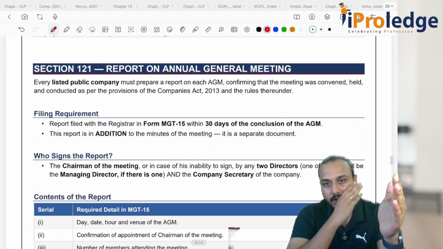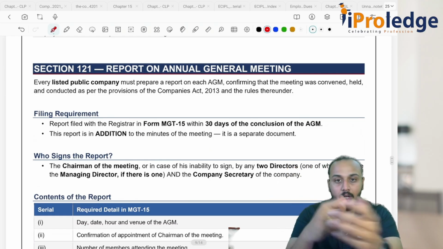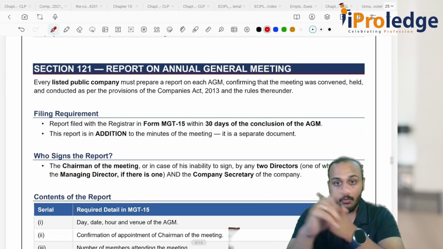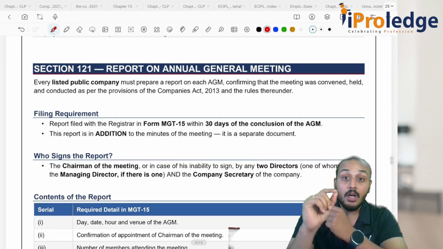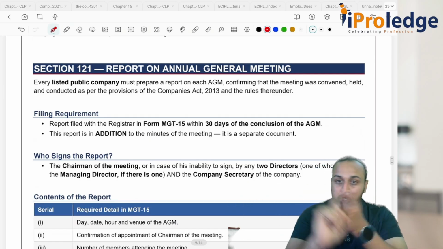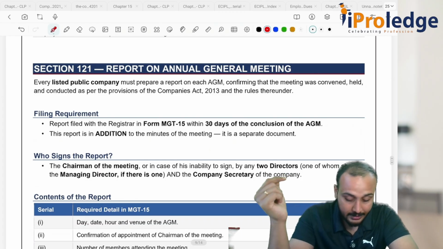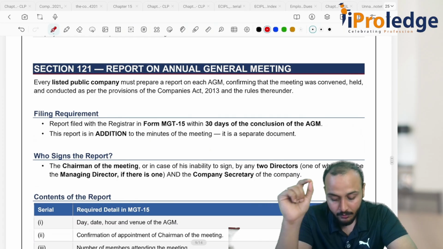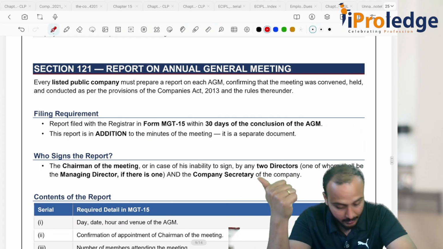See, now let's quickly remember the form numbers. Let's quickly recall. MGT 12 and 13 was with respect to the scrutinizer. Okay, one is the polling paper as per MGT 12, and MGT 13 was your report of the scrutinizer. MGT 14 was the resolution that needs to be filed with the ROC. Then MGT 15 is the report of the general meeting, which needs to be filed within 30 days of the conclusion of the annual general meeting.